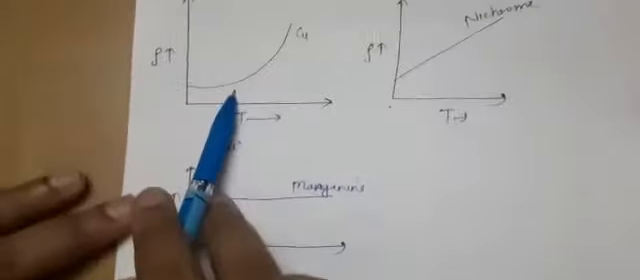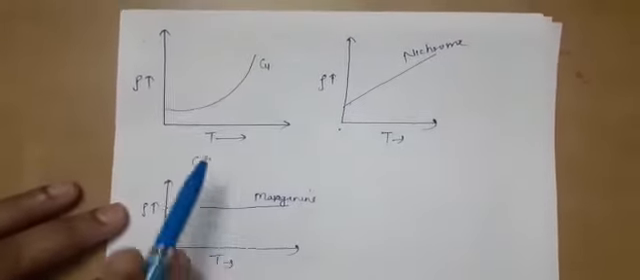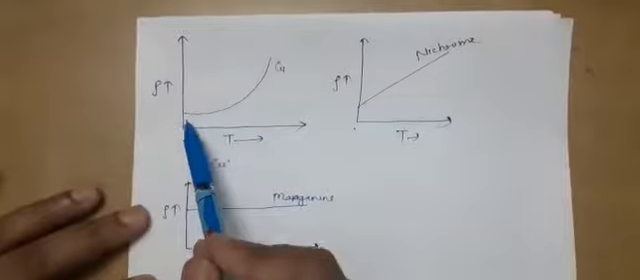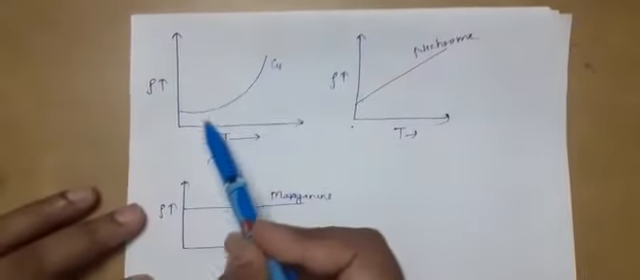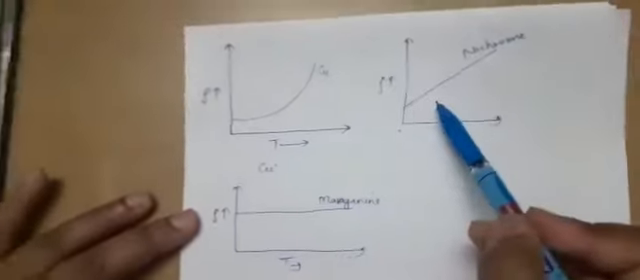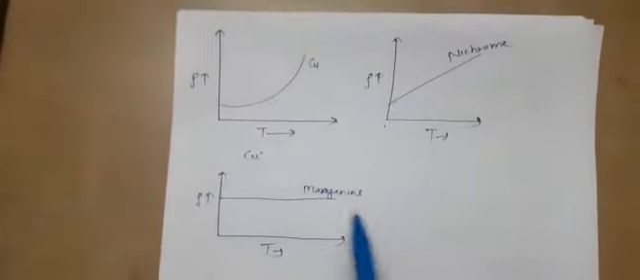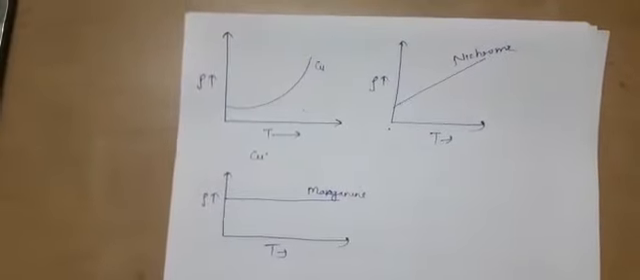So these 3 plots, you have to learn how to draw them. These are conveying the concepts. Here the variation is like this. This is for metal, copper you are taking, or aluminium you can take, and this is for nichrome, this is for manganin. Such kind of graphs can be asked in 1 mark.